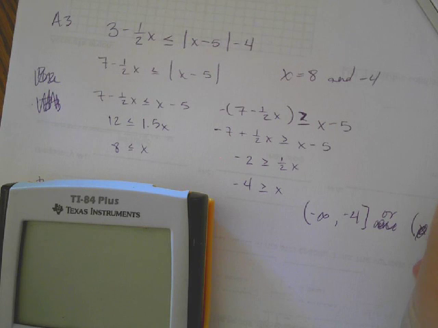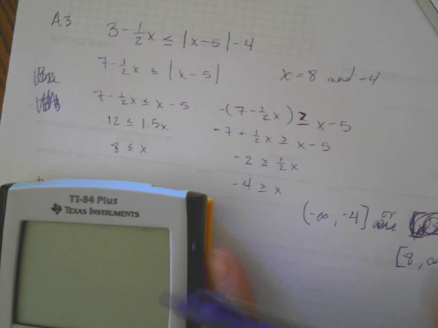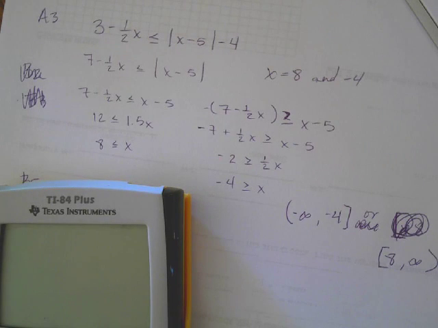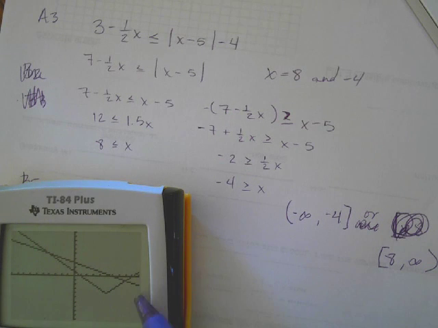So this is a bracket. Let me rewrite that whole thing. Bracket 8 to infinity. You can't see that. All right. So x can either be less than negative 4 or greater than 8. So that's your solution on A3. But you would get that from the graph, not from the algebra unless you really, really wanted to. But again, that's where the line is less than the absolute value graph.